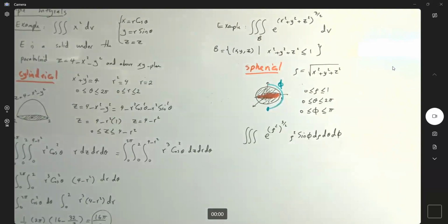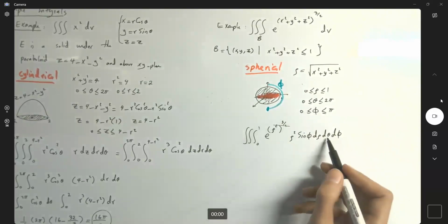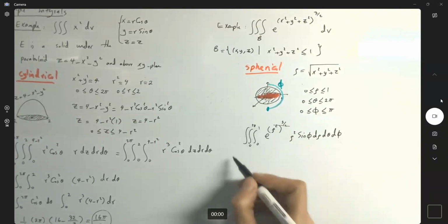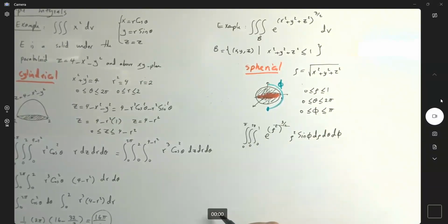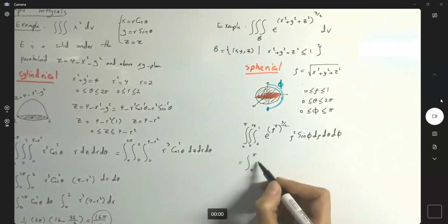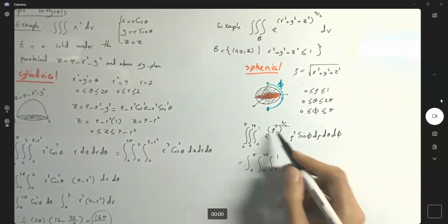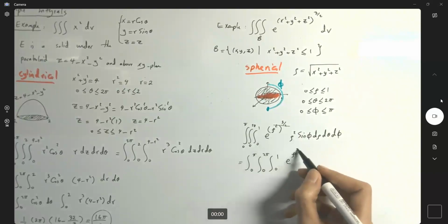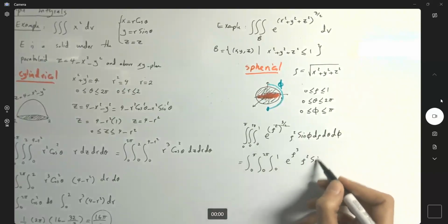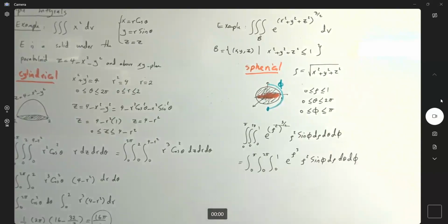Now our job is to compute this. All right. You can simplify 2 and 2. You have all the boundaries in it. Rho is bounded between 0 and 1. Theta is bounded between 0 and 2 pi. And phi is bounded between 0 and pi. So this guy becomes the integral 0 to pi, 0 to 2 pi, 0 to 1, e to the power rho cubed, rho squared, sine phi, d rho, d theta, d phi.